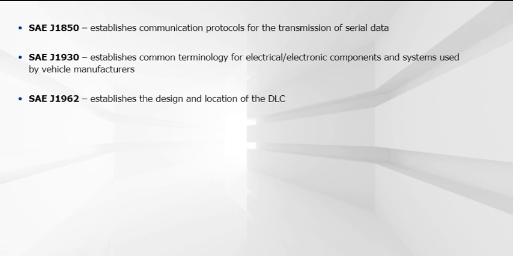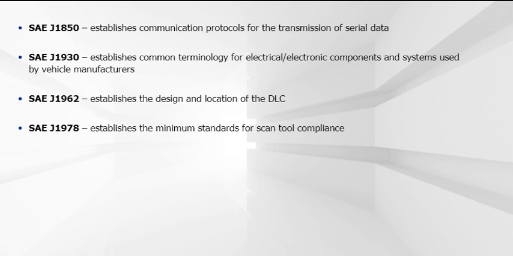The DLC should also be visible to a crouched technician when the driver's door is open. If the DLC is located out of this line of sight, a sticker should be evident indicating the connector's location. SAE Document J1978, title OBD2 Scan Tool, subject Scan Tool Performance. The standard establishes the minimum requirements necessary for a scan tool to become OBD2 compliant.